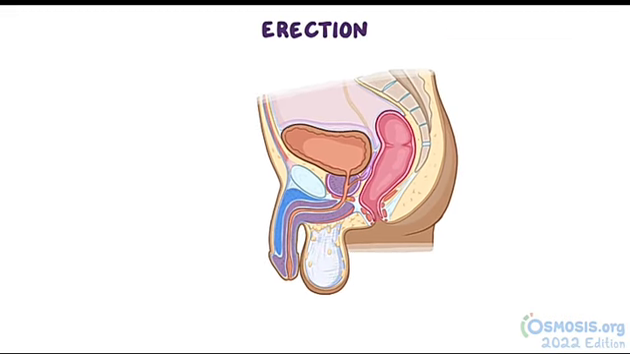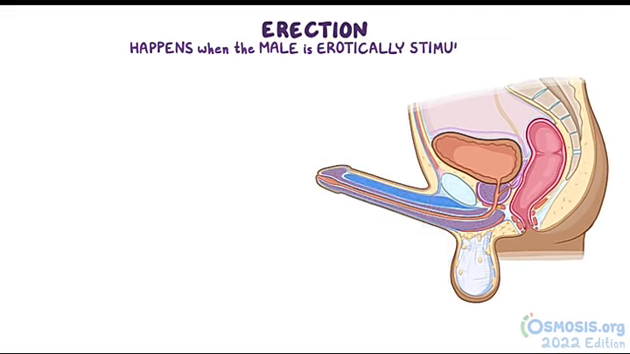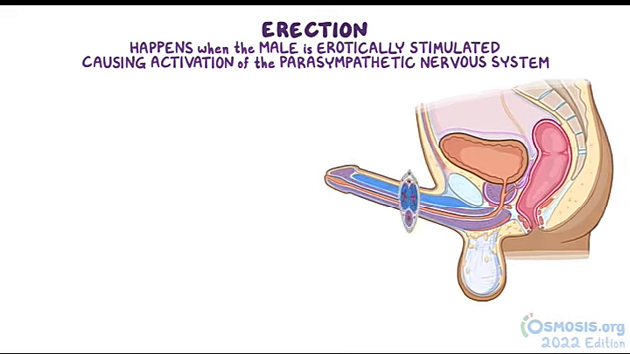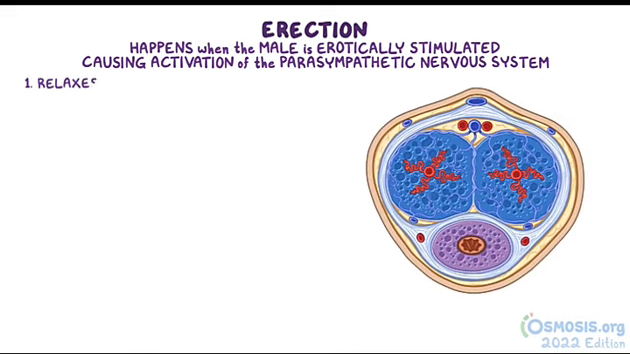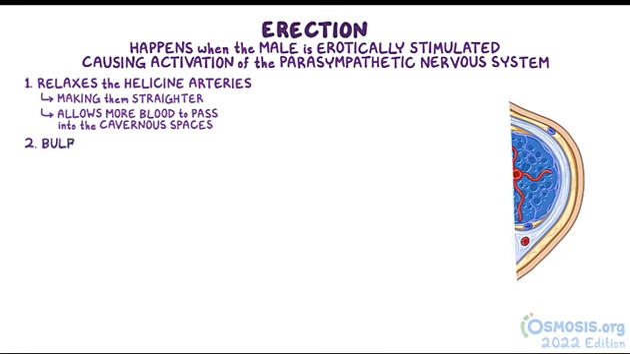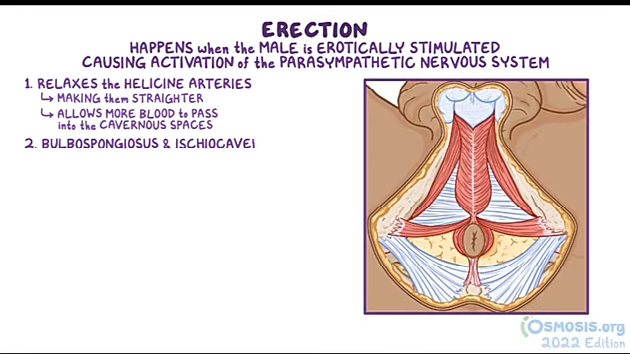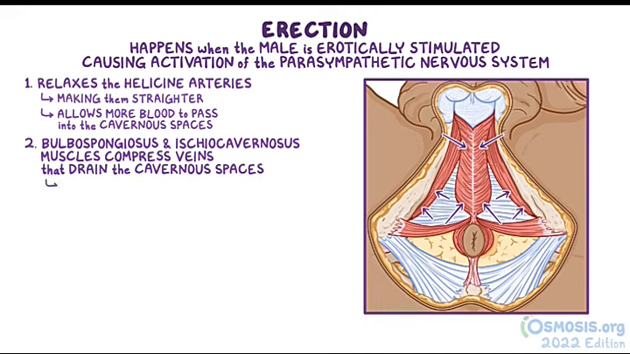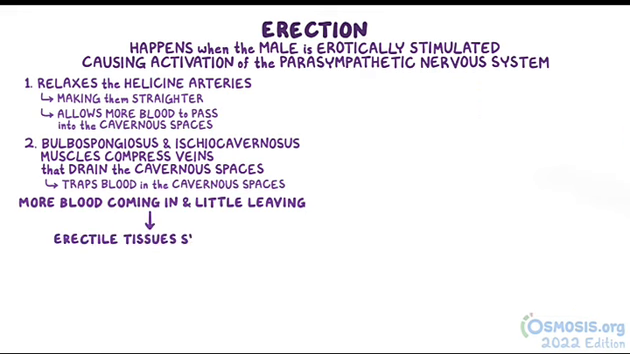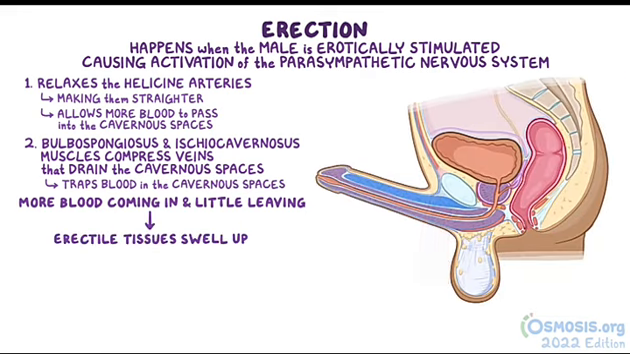Let's start with erection, which happens when the male is erotically stimulated, causing activation of the parasympathetic nervous system. This stimulation causes 2 changes. First, it relaxes the helicine arteries, making them straighter, which allows more blood to pass into the cavernous spaces. Second, the bulbospongiosus and ischiocavernosus muscles also compress the veins that drain the cavernous spaces, which traps the blood in the cavernous spaces. With more blood coming in, but very little blood leaving, the erectile tissues swell up, causing the penis to become larger and more rigid.